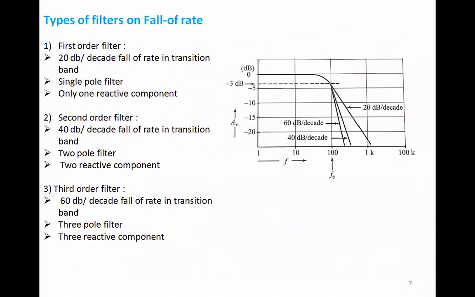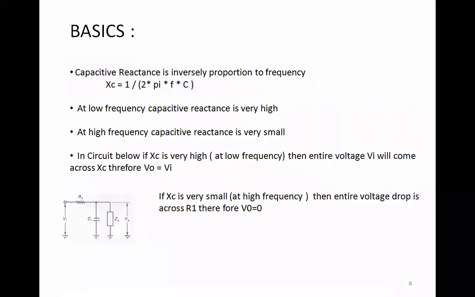Fine. Now, based on the types of rate of fall, we have also discussed, right? 20 dB is with respect to first order, 40 is with respect to second order, and 60 is with respect to third order. So the way in which they fall is more steep as the order increases. Fine. Now we need to know some basics about it, right?